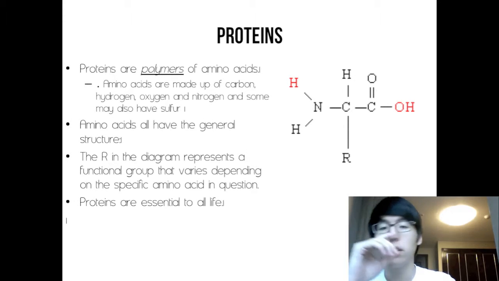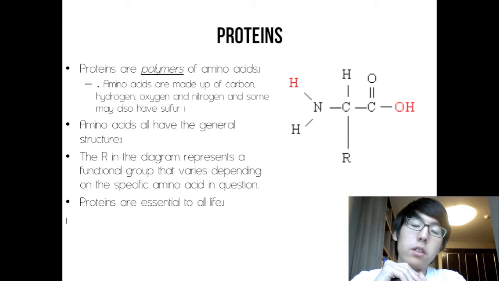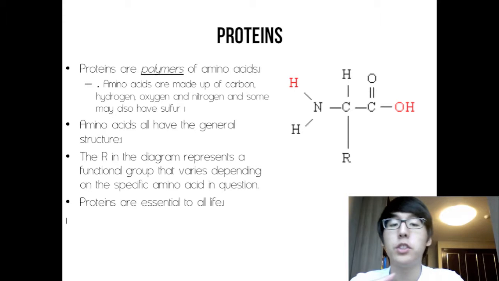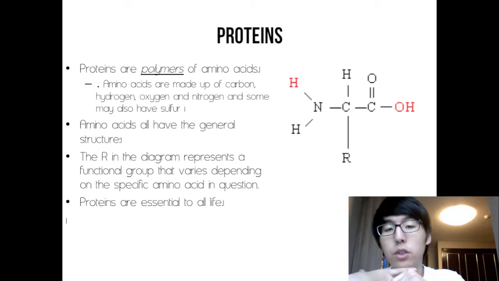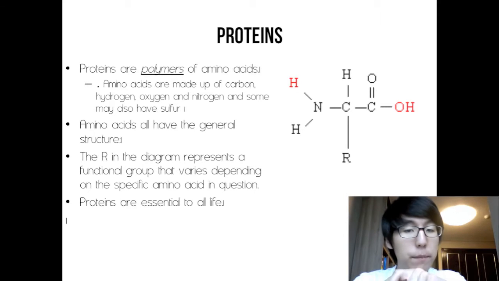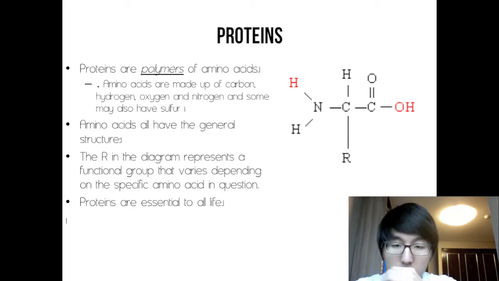Move on to proteins. Proteins are polymers of amino acids. Amino acids are made up of carbon, hydrogen, oxygen, and nitrogen, and some may also have sulfur. Amino acids all have the general structure. The R in the diagram represents a functional group that varies depending on the specific amino acid in question. Proteins are essential to all life.